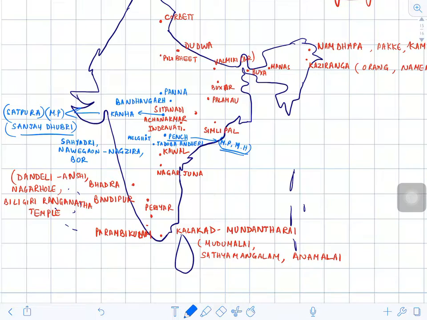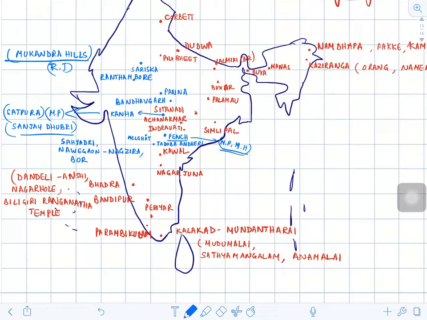Let's move to Rajasthan. In Rajasthan, we have Sariska and Ranthambore. Other tiger reserves in Rajasthan are Mukundra Hills. I'm writing it here. That's it for Rajasthan.